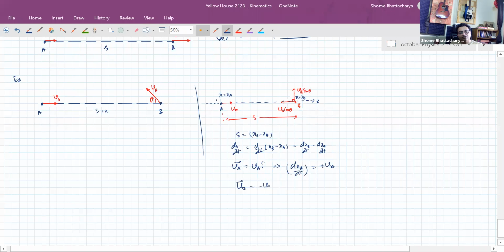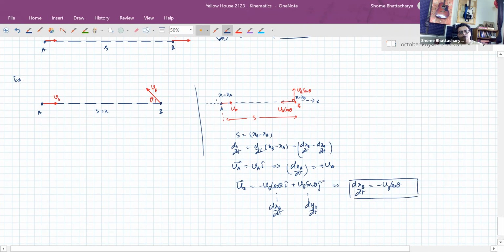is minus VB cos theta i cap plus VB sin theta j cap. So this one is the rate at which B's x coordinate is changing, and this one is the rate at which B's y coordinate is changing. But that is not important to us. What is important to us is the rate at which B's x coordinate is changing. So from this you can see that the rate of change of B's x coordinate is minus VB cos theta, whereas the rate of change of A's x coordinate is plus VA. So now you substitute both of these in this.